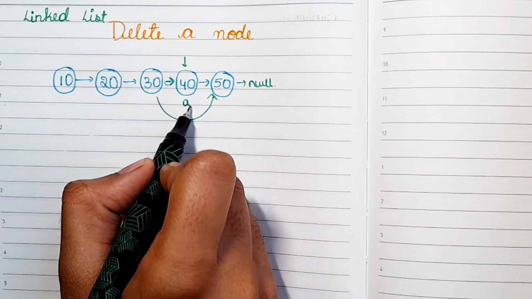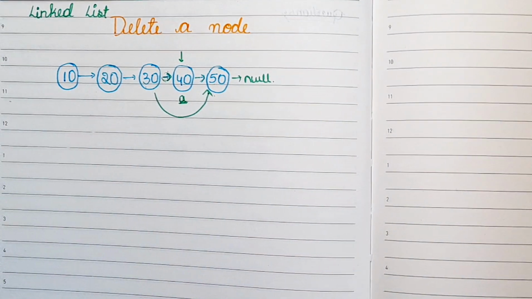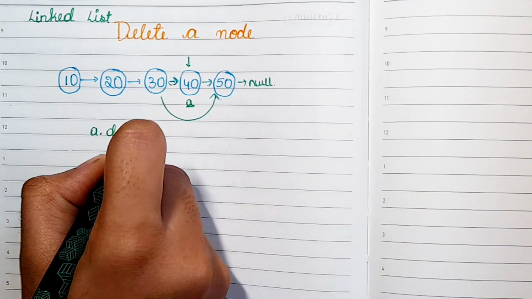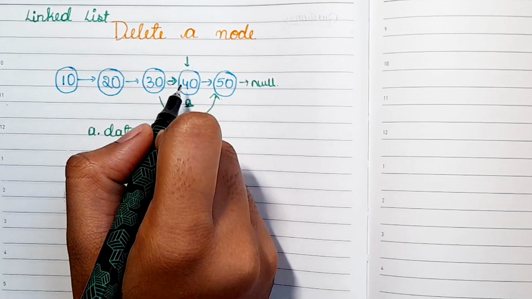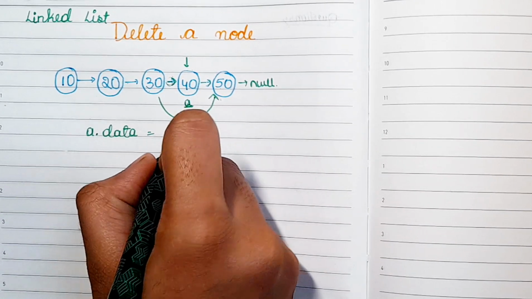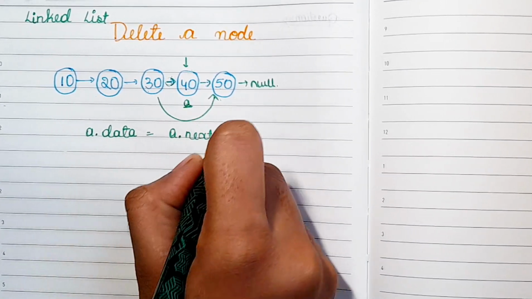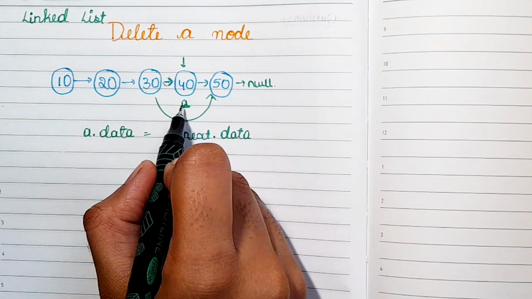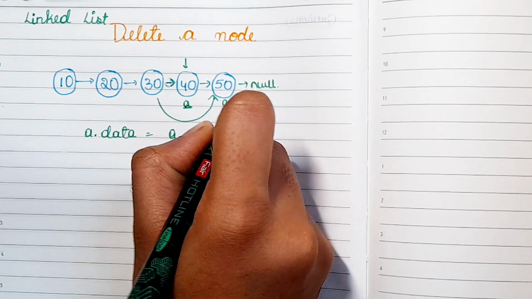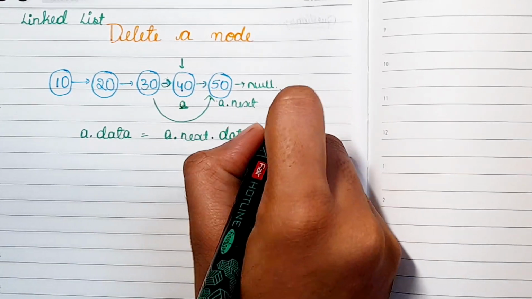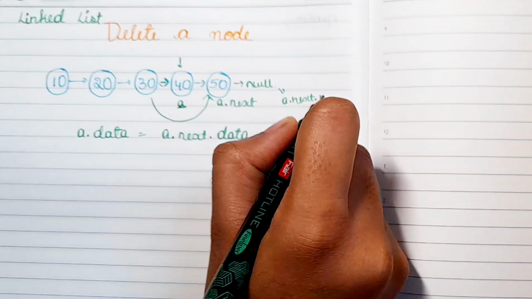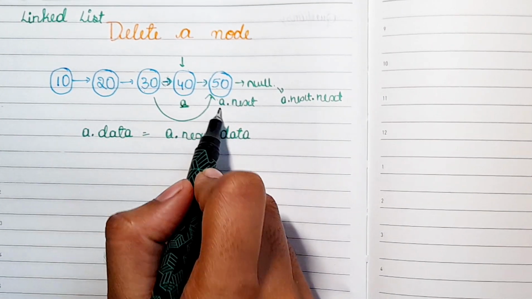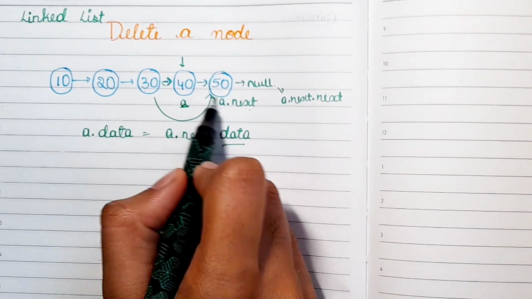I'm considering this as a, you can also consider it as a temp. Now what we are doing is a.data, which means the value of a, which is 40, will be equal to a.next.data. What we are doing here, simple thing, remember this is a and this is a.next, and null is my a.next.next, right? You getting the point? So I'm considering a.next.data. Data is my value 50.